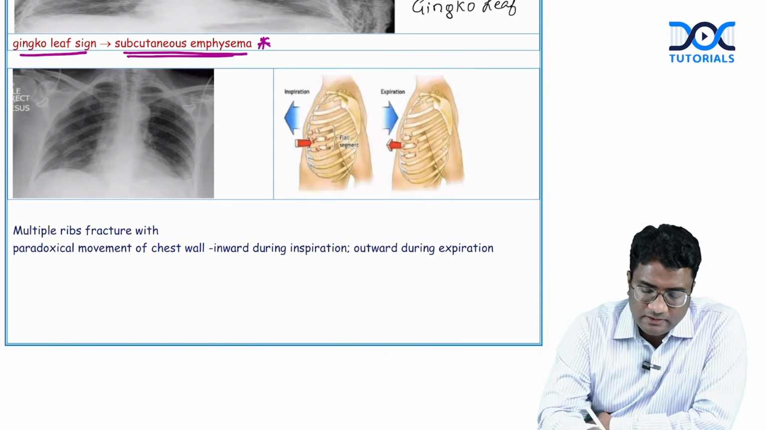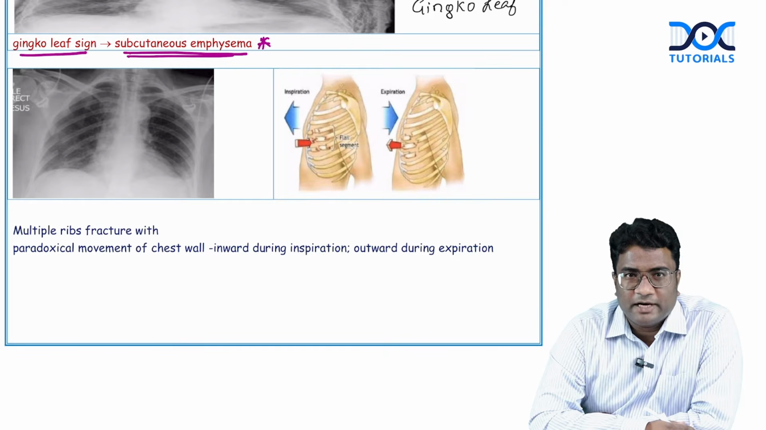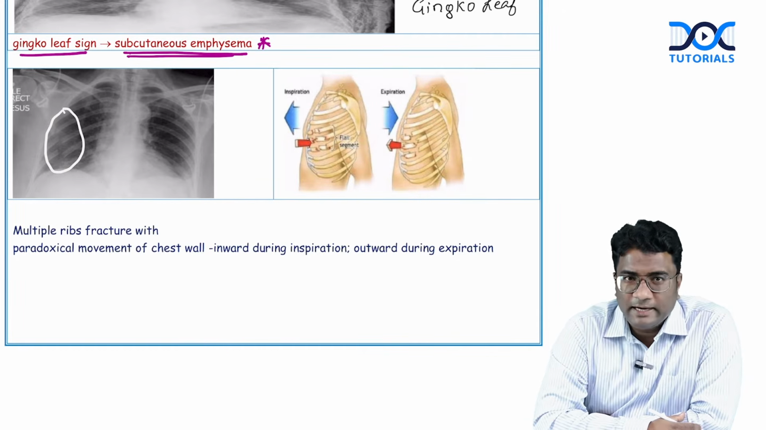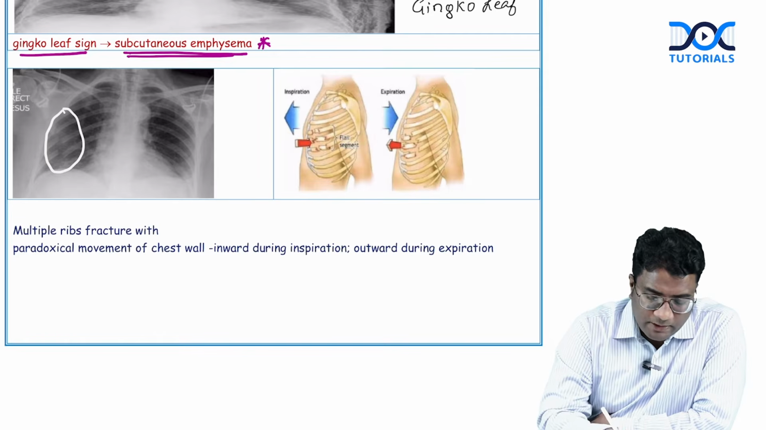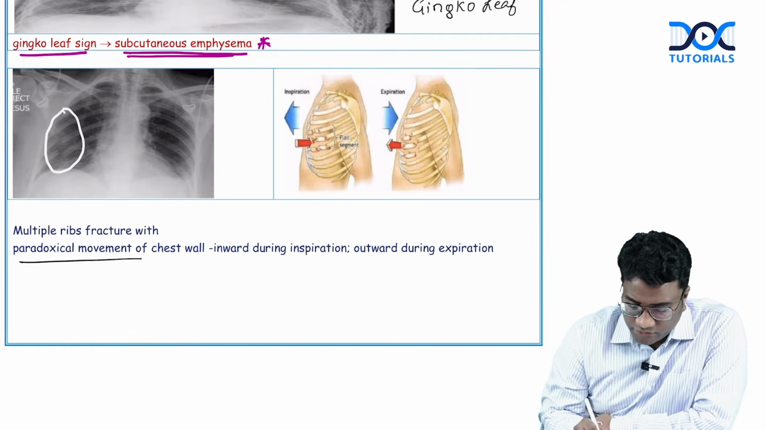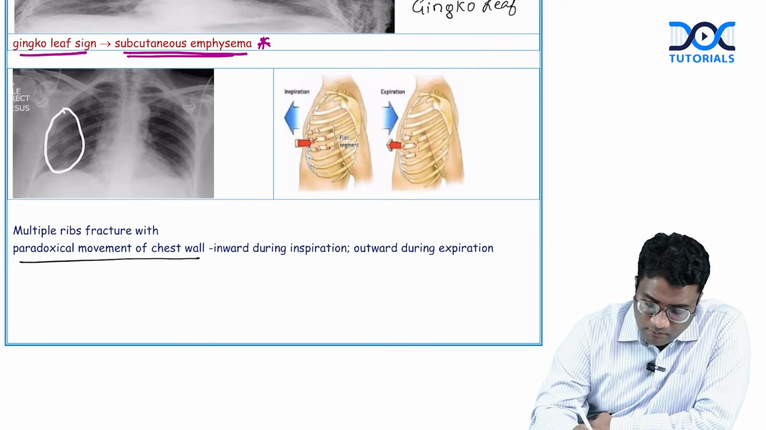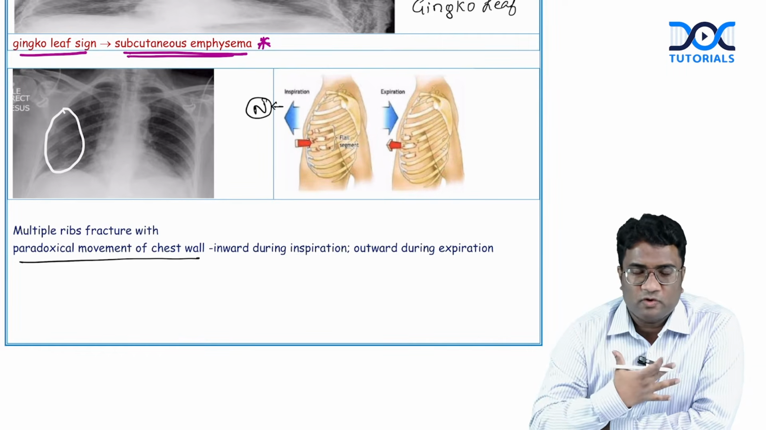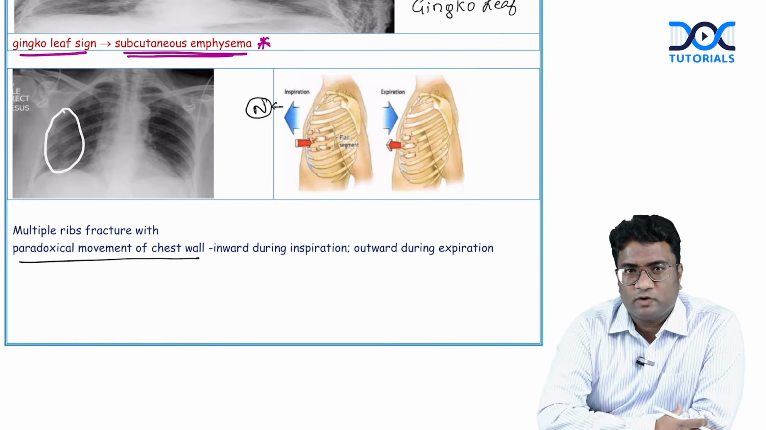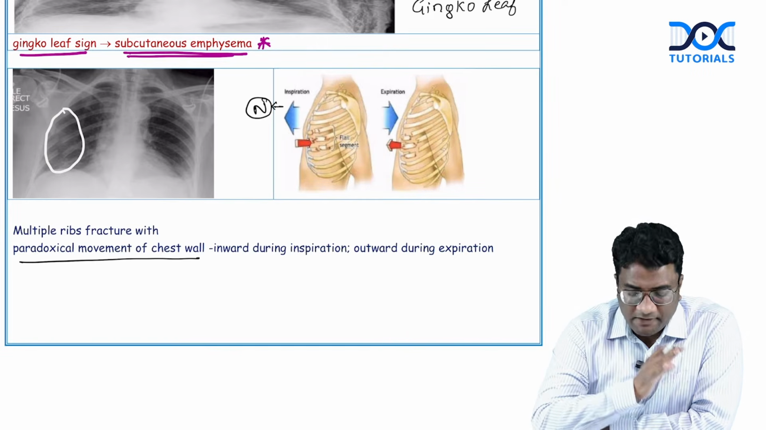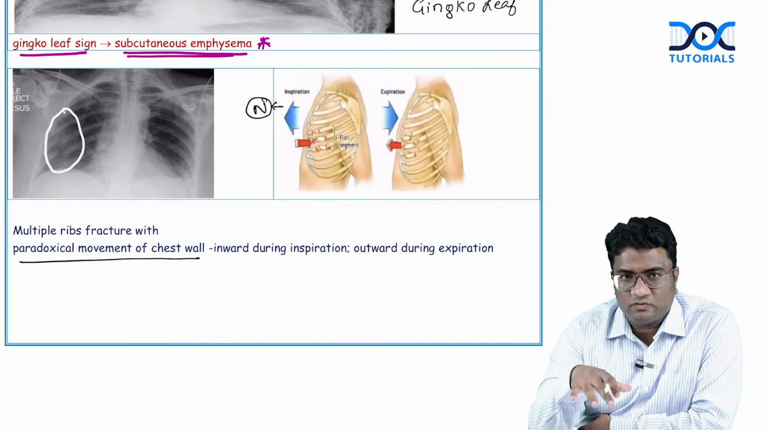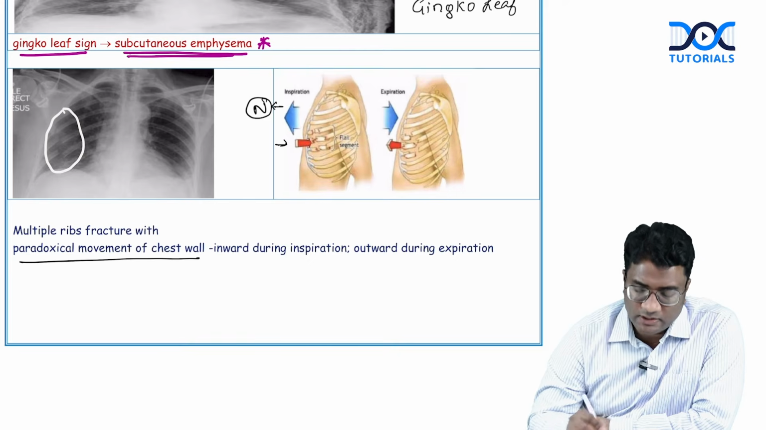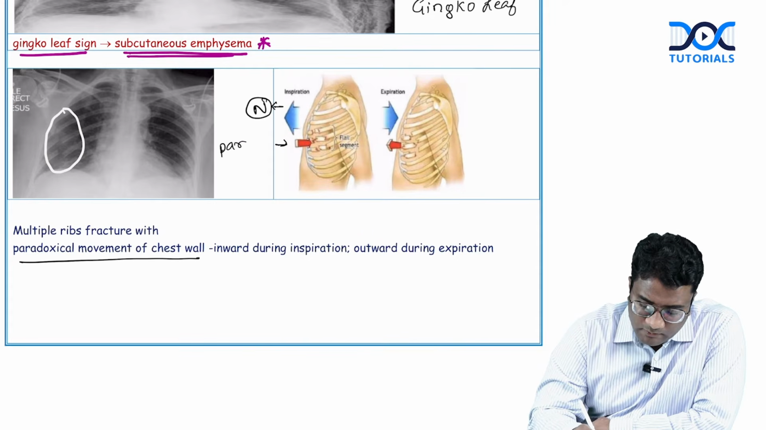And look at this radiograph. In this radiograph, you see multiple rib fractures. And this patient is showing paradoxical movement of chest wall. The normal movements are this blue color. Normally, during inspiration, the chest wall should move outward, and during expiration, the chest wall should move inward. But after rib fracture, if you see a chest wall which is moving inward during inspiration and outward during expiration, this is called paradoxical movement.